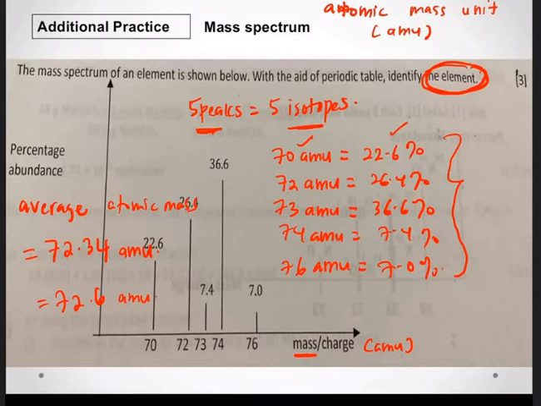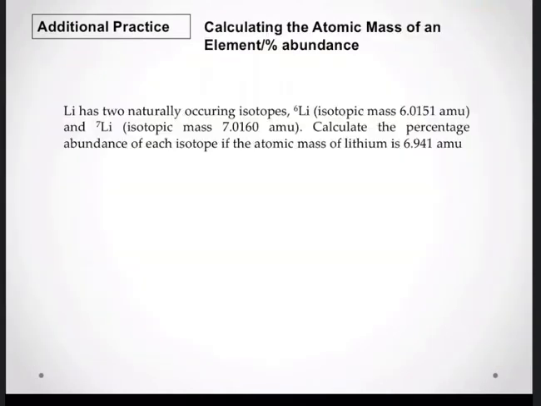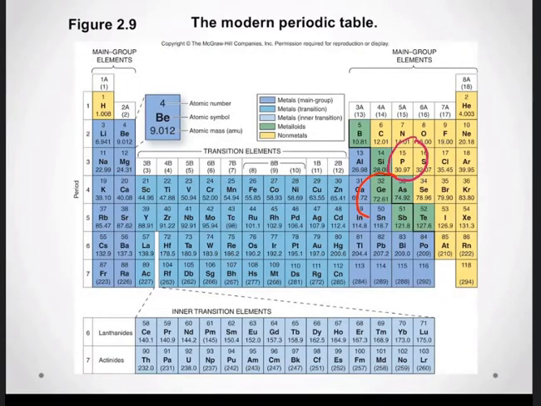Okay, so jawapan dia sebenarnya 72.6. Okay, alright, so let's identify pula. Kita tengok dekat periodic table ni, agak-agaknya what is this? Germanium. Ini. Okay, so inilah tuan dia, Ge. Okay, so the answer is Ge.